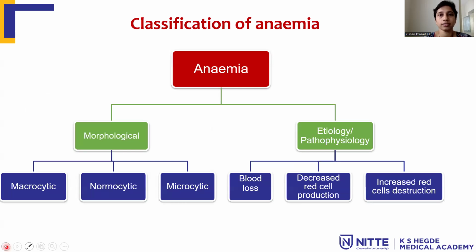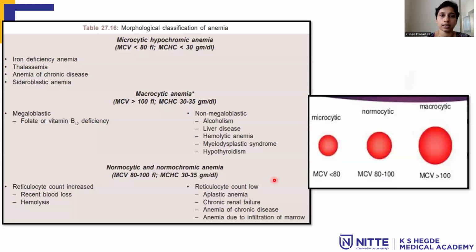So how to classify the anemia? Anemia can be classified based on the morphology. What is the meaning of morphology? How these RBCs appear either in the peripheral smear or based on the RBC indices, or anemia based on the etiology or pathophysiology, which tells about what is the cause of anemia. So anemia can be classified based on two: morphology or etiopathophysiology.